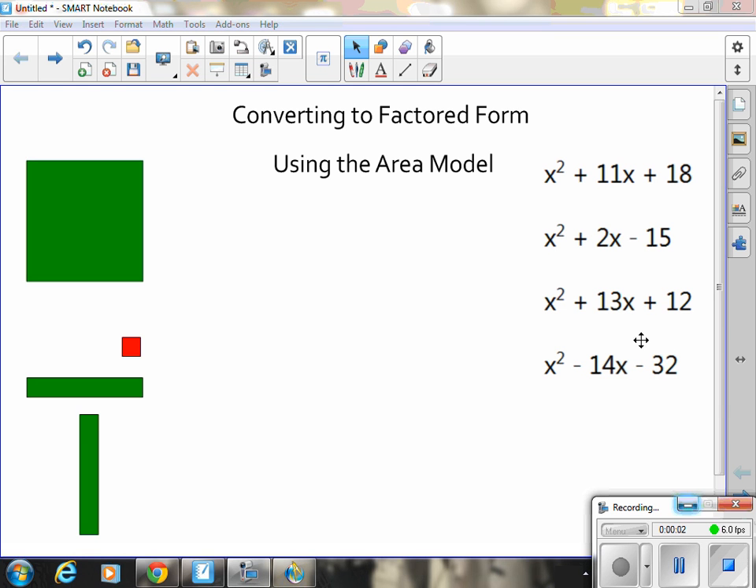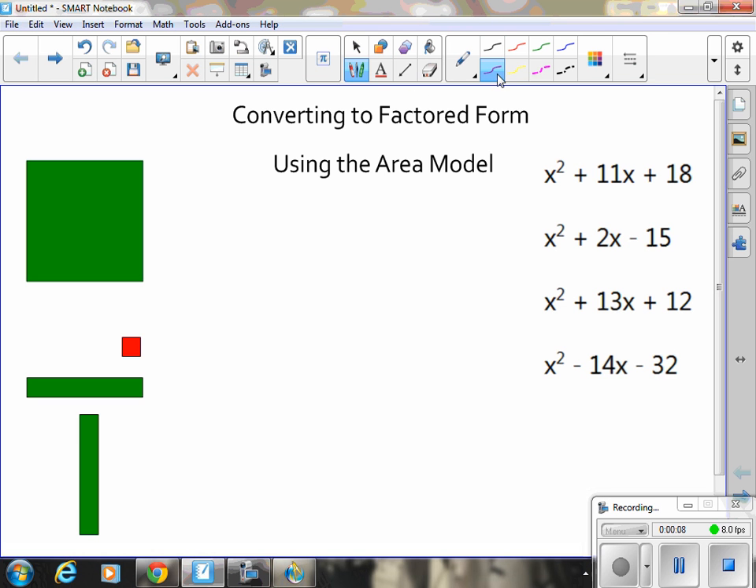Okay, now that you understand your area model, let's use our area model to convert. Now let's look at this first example. Let me number it. It's example number 1. This expression is given to me in standard form. Remember, standard form looks like ax squared plus bx plus c.